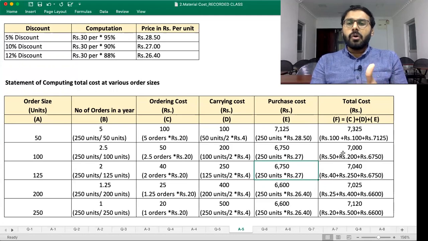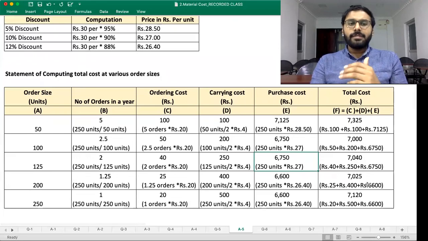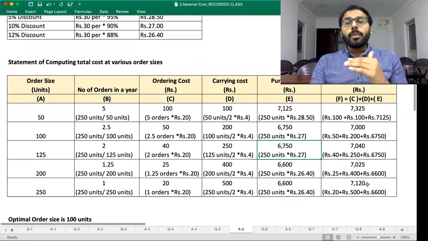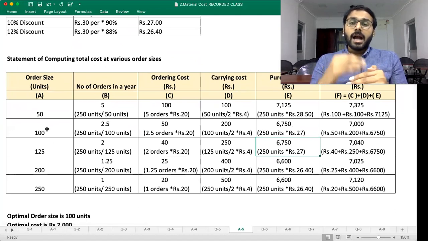Okay, so overall, if I look into all the 5 options I have in hand, the most beneficial number stands at 100 units. Okay, the order size should be 100 units. In that scenario, your total inventory cost stands at 7,000 rupees, which is the minimal cost of inventory. So this is what you have to understand when a discount is given.